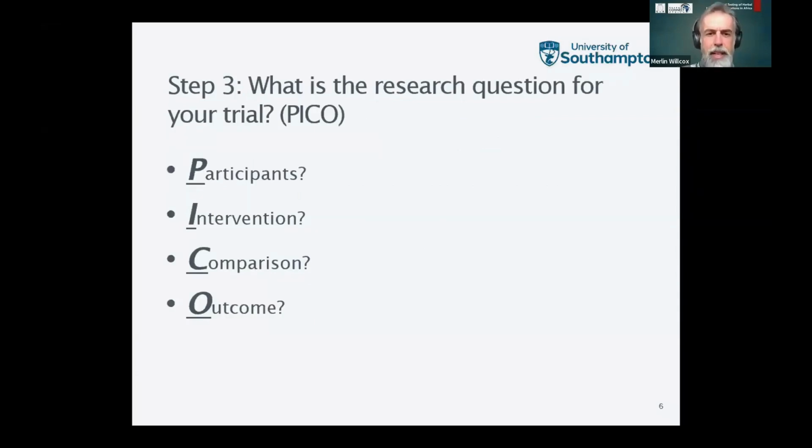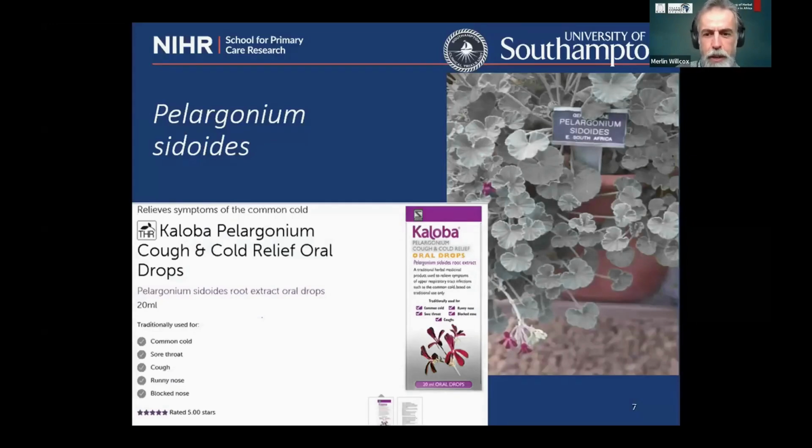The next step is to really think about your research question in detail for the trial. The system which is useful for doing this is what we call PICO. Thinking about who are the participants, what is the intervention, what is the comparison, and what is the outcome. So, oh, sorry, this was the pelargonium I wanted to show you. The slides were in the wrong place. So this is a South African herbal remedy, which is on the market in the UK, and it actually has GMP.